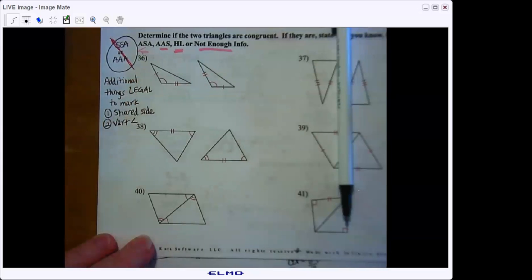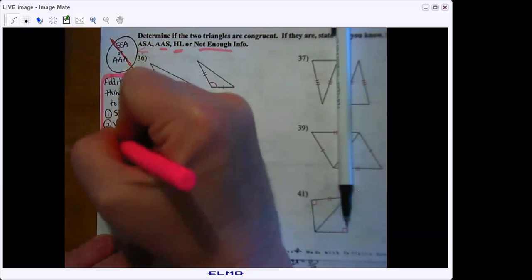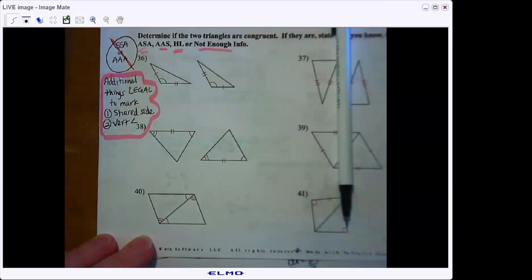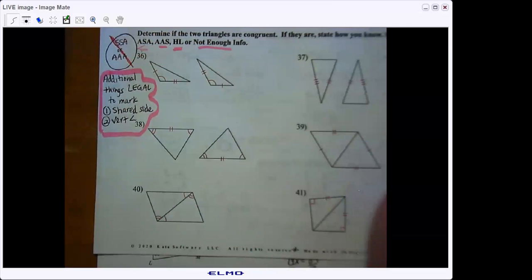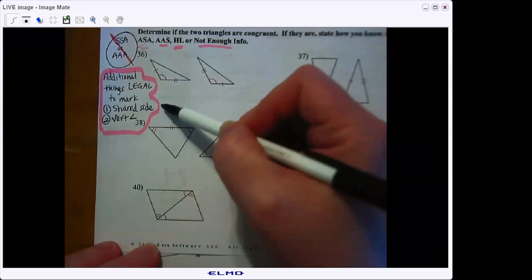Okay. So these are the additional things that we can mark legally. If it's not one of those, we cannot mark it. That means we would be assuming something, and we cannot assume. These we can justify, because we always know that vertical angles are equal, and shared sides is a reflexive property. So yes, some people have already put the answer for number 36 in the chat box.